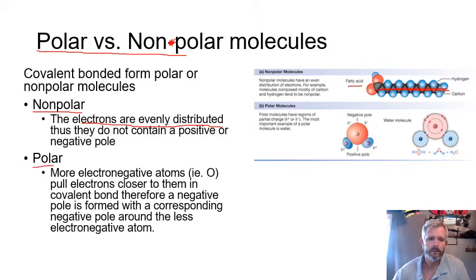Polar, we've already seen the most notorious polar molecule in water, right? Because oxygen's hoarding the electrons, where hydrogen's like, yeah, take it. Therefore there's a negative pole on the oxygen side and a positive pole here on the hydrogen side. There's no equal distribution of the electrons. Oxygen is holding them closer, and therefore it creates a pull and gives us a polar molecule.